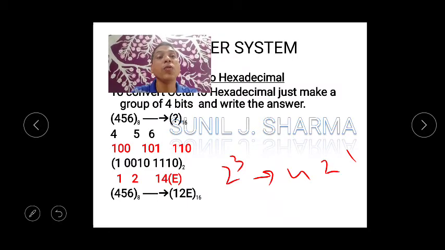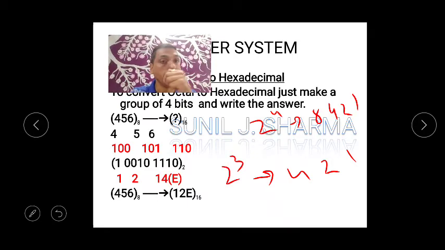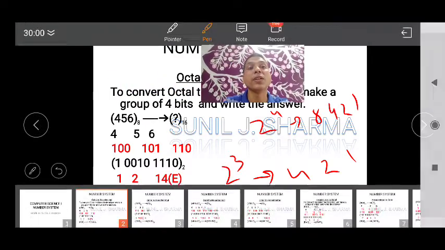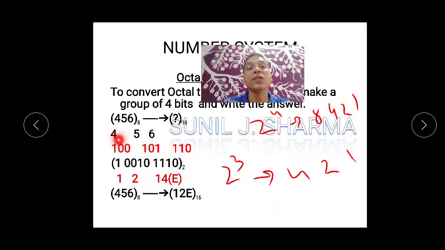Whenever you go for hexa, you have to make a group of 4, that is 8, 4, 2, 1. Now this is a trick. Whatever your octal number is, this is your octal number, we have made a group of 3. This is again your octal, made a group of 3. Now whenever you want to change it to hexa, then you have to make a group of 4. The same thing, but we have to rewrite this.